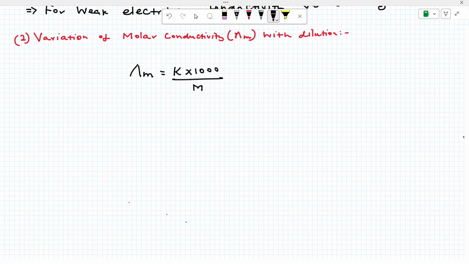Got it. Now we know very well, on dilution, what about the kappa value? Does it increase or decrease? Decreases. Good. At the same time, on dilution, what about the concentration value?